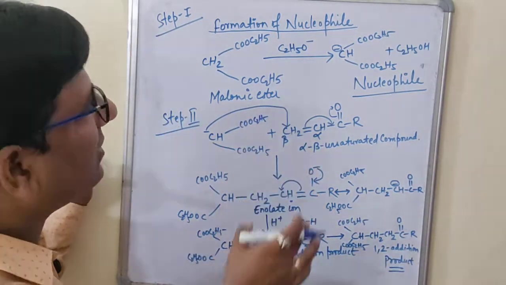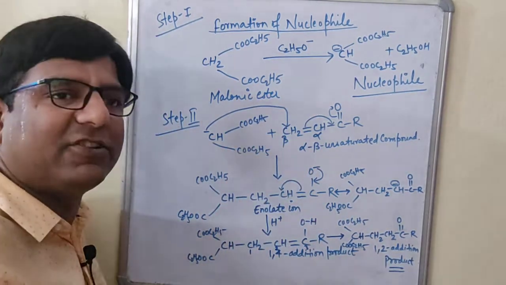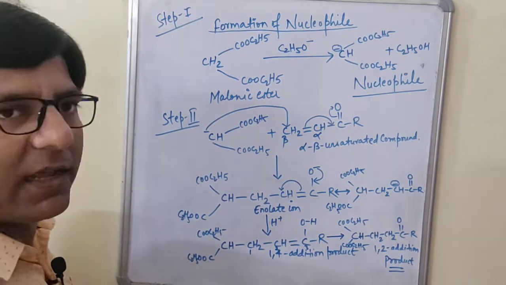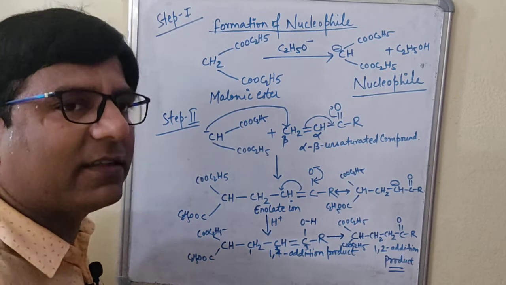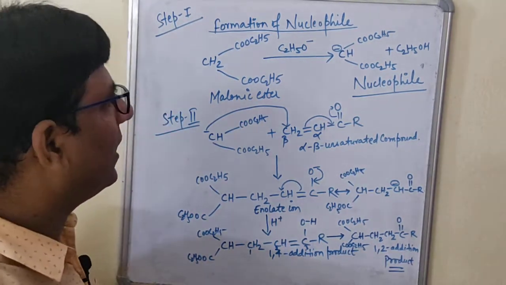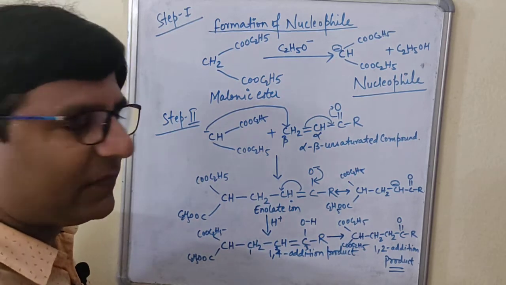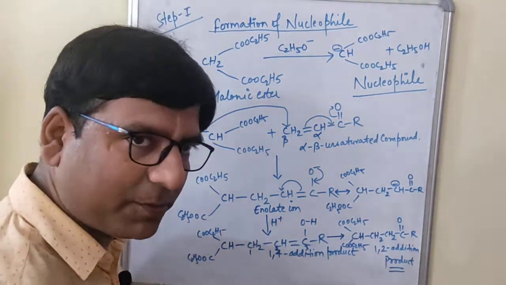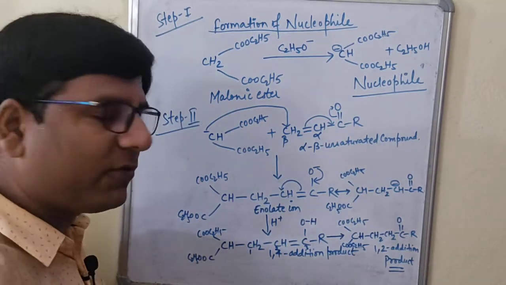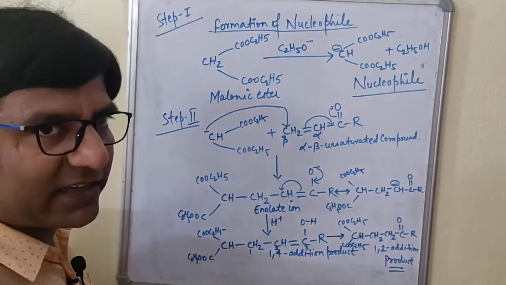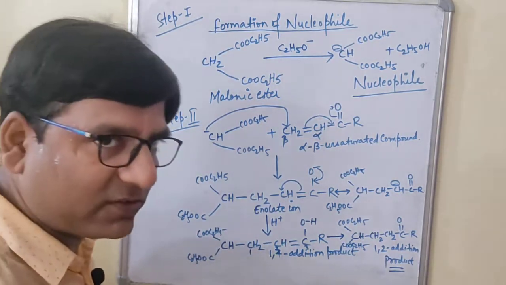So this is all about the mechanism of the Michael addition reaction, students. I hope you have understood this. It is a simple one, and I hope I have made it simple for you to understand the concepts: how you come to the 1,4 addition product, how you come to the 1,2 addition product, and why we say 1,4 addition and why we say 1,2 addition. Everything I have explained, and I hope you have understood as well.